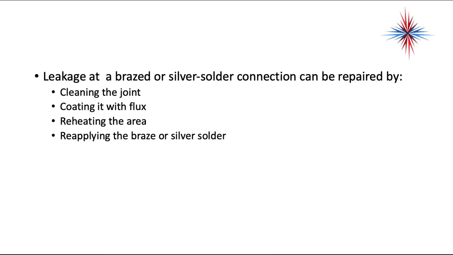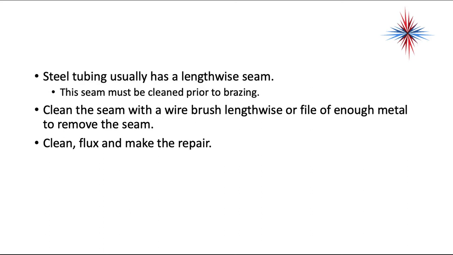Leakage at a brazed or silver solder connection can be repaired by cleaning the joint, coating it with flux, reheating the area so that the original brazing or solder melts, and reapplying the braze or silver solder. Steel tubing usually has a lengthwise seam. This seam must be cleaned prior to brazing. Clean the seam with a wire brush lengthwise or file off enough metal to remove the seam. Clean flux and make the repair.